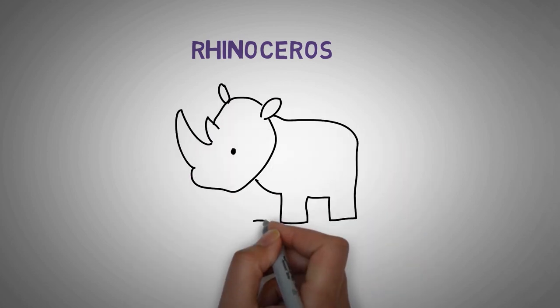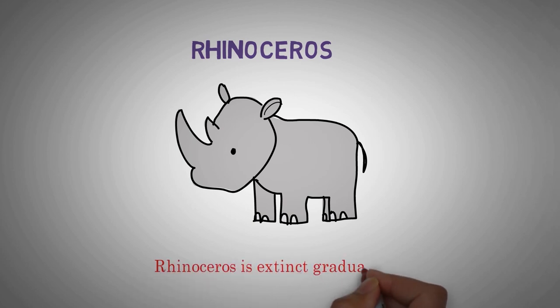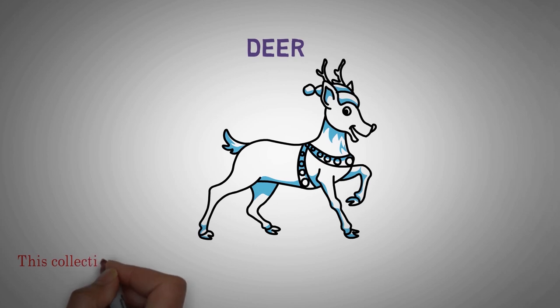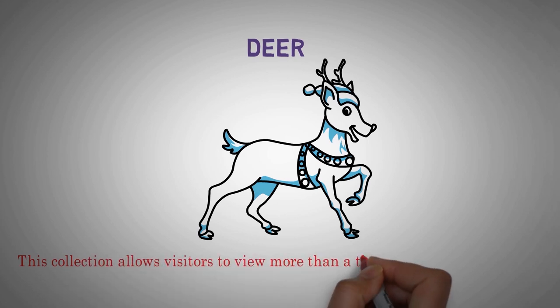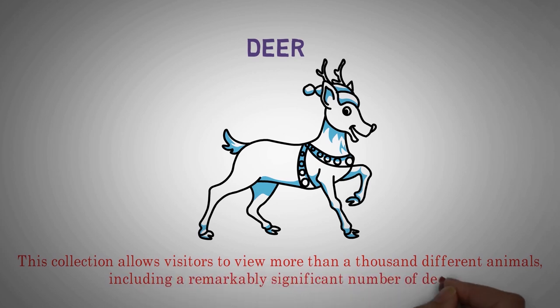Rhinoceros. Rhinoceros is extinct gradually. Deer. This collection allows visitors to view more than 1,000 different animals, including a remarkably significant number of deer.